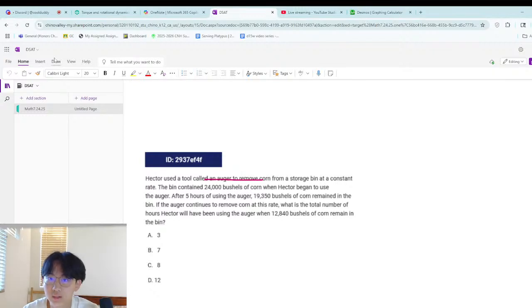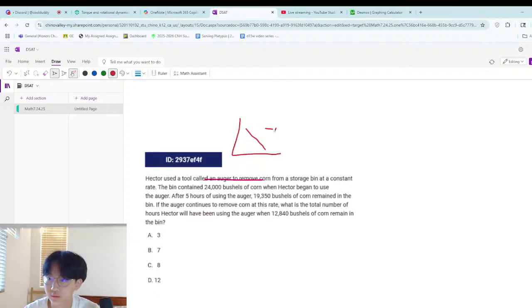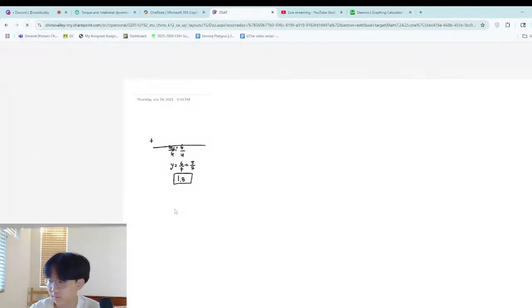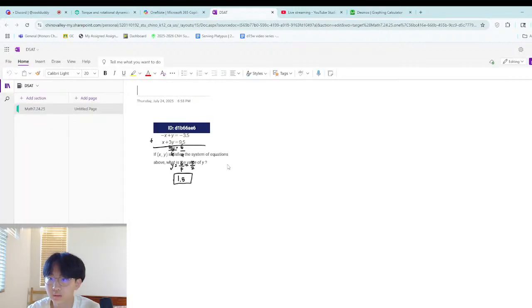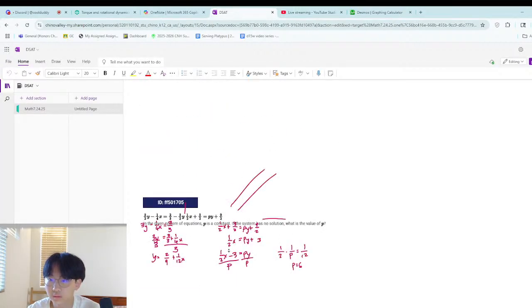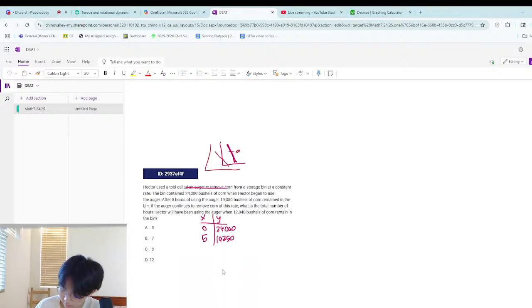I want to see if I can draw this here so y'all can see. If this is a graph, we have a decreasing slope, so you have a negative slope. What we want to do now is draw a little XY table. So 0 and 24,000. And then 5, we have 19,350. Perfect. So from this, we can figure out the slope, right?